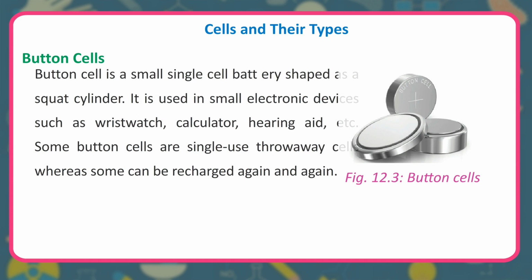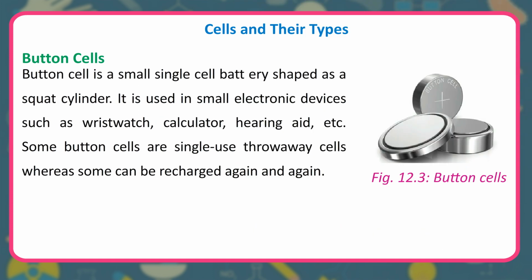Button cells. A button cell is a small single-cell battery shaped as a squat cylinder. It is used in small electronic devices such as wristwatch, calculator, hearing aid, etc. Some button cells are single-use throwaway cells, whereas some can be recharged again and again.